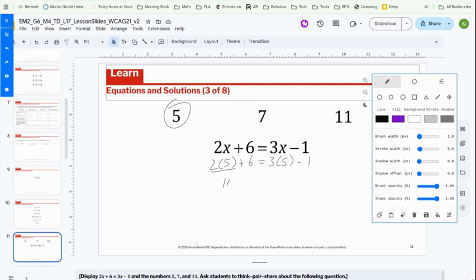This is 10 plus 6. This is 15 minus 1. 16 equals 14. Is that true? No, that is a false statement.